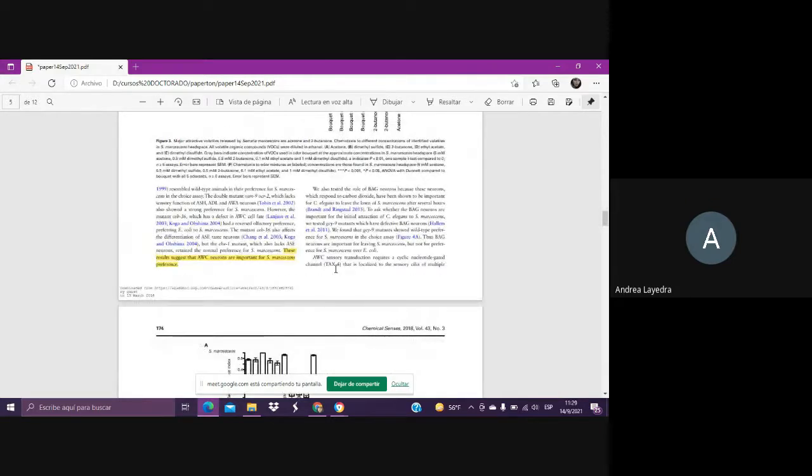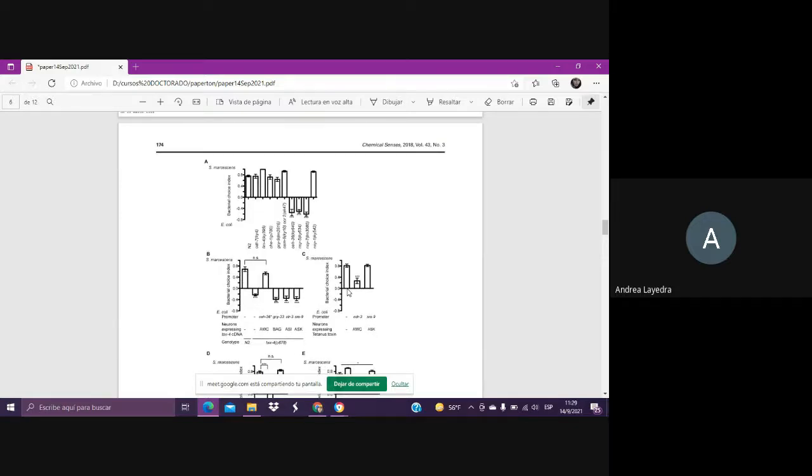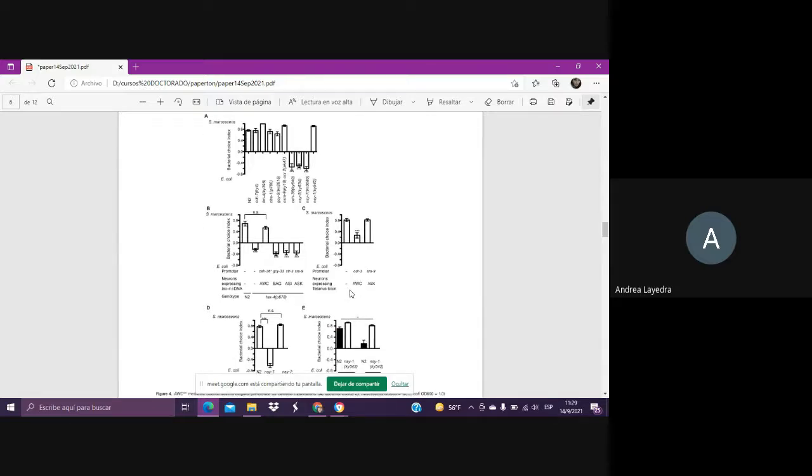Then they used genetic methods to determine the sensory neurons necessary for detection of Serratia-released volatiles. They tested well-characterized C. elegans mutants with defects in the cell fates of specific chemosensory neurons in bacterial choice assays. Mutations that affected the AWC neurons exhibited defective choice behavior, while other mutants exhibited wild-type choice behavior. This result suggests that AWC neurons are important for Serratia marcescens preference.